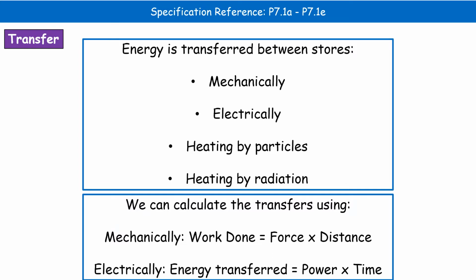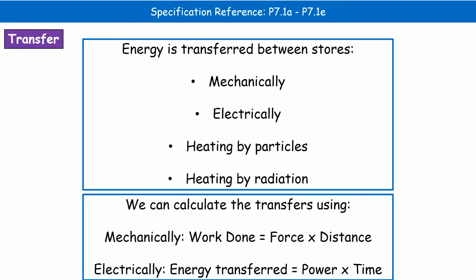Obviously, energy occurs in these different stores, but we also can transfer energy between stores. And there are 4 key ways that we can do this: mechanically, electrically, heating by particles, or heating by radiation. Depending on the actual context, so which store is changing into what, and obviously in what way, that would tell us whether it would be mechanical, electrical, heating by particles, or heating by radiation. It's very much a case of look and see what the question tells you, and then you can apply the correct transfer to that setting.